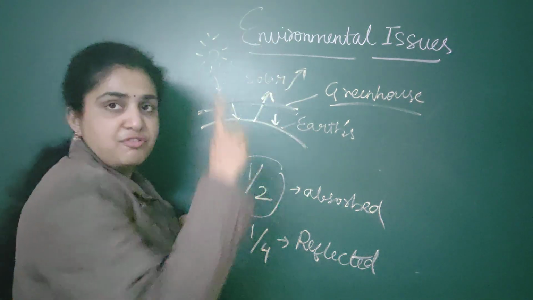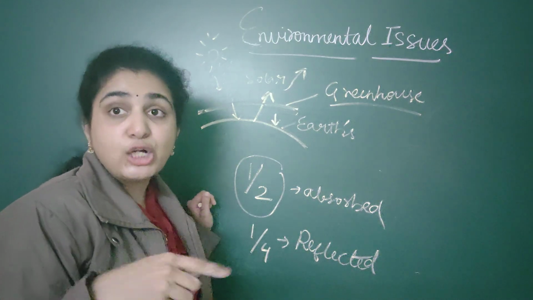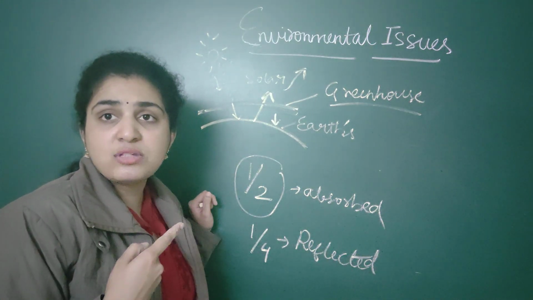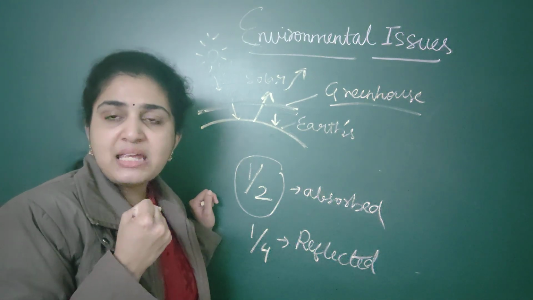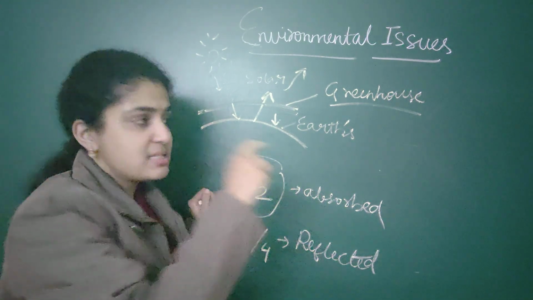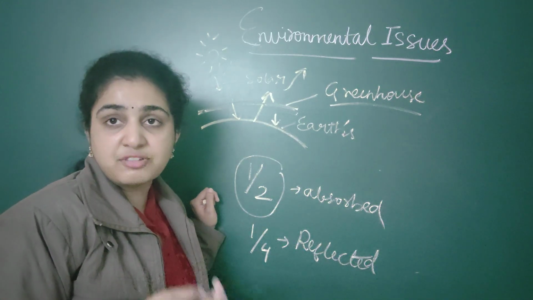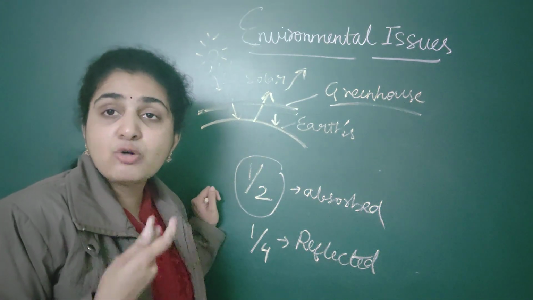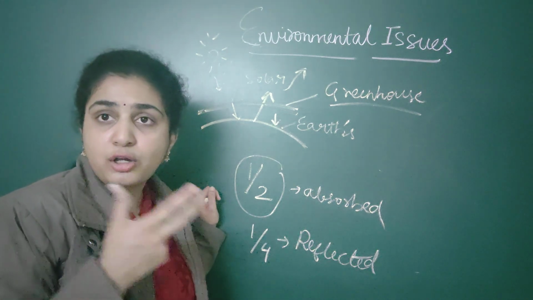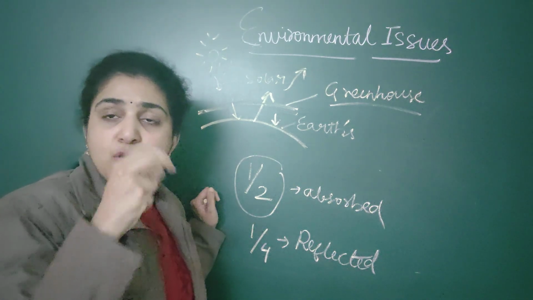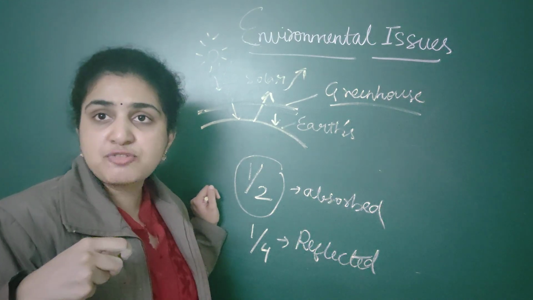Then some is reflected back, but due to an increase in greenhouse gases, if only some greenhouse gases are there, only some is taken by them and some is reflected back to the Earth's surface. If more and more greenhouse gases are present due to the use of ACs or due to deforestation, greenhouse gases will build up in the atmosphere.